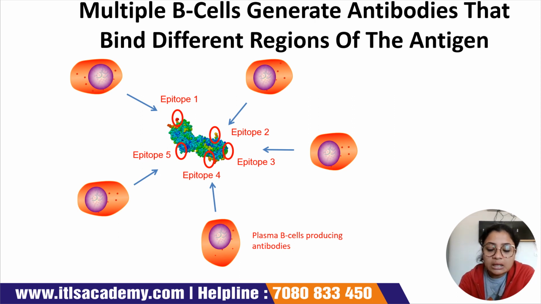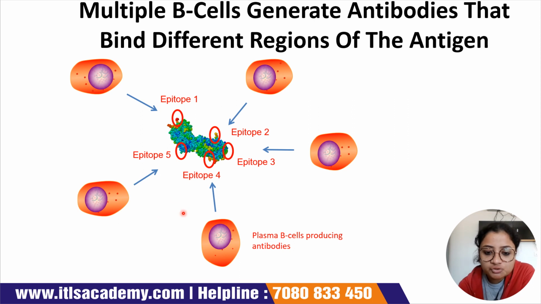Okay. Now, there are multiple B cells which will be generating antibodies that bind with different regions of the antigen. Now, this is a very important concept. What are those different regions known as? These different regions are known as epitopes. Epitopes are those regions where the antibodies go and bind. Not different antigens, but different regions of the same antigen.